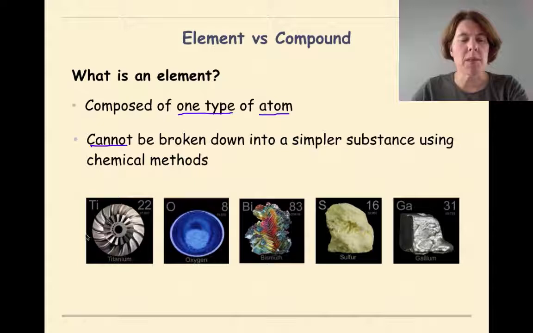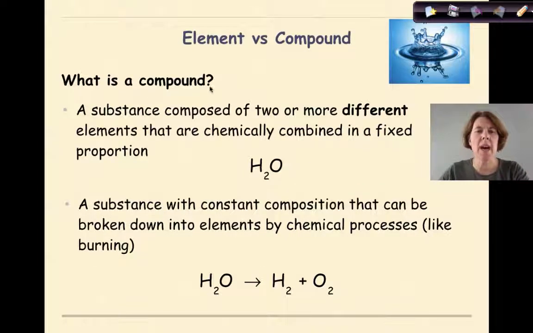We have some different examples down here. We have titanium, oxygen, bismuth, which I always think is fascinating looking, sulfur, and finally gallium. These are all examples of one type of atom that make up an element. Now let's talk about what a compound is.